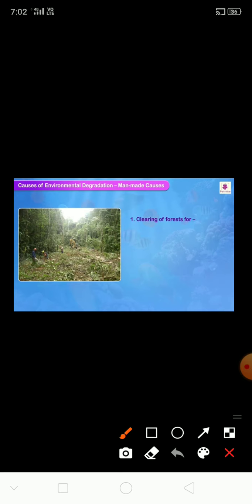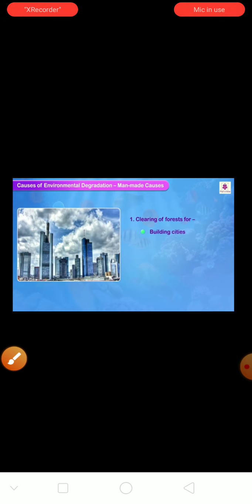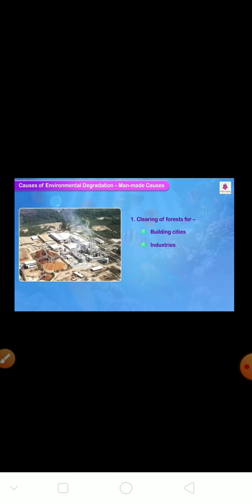See in this picture, causes of environmental degradation, man-made causes. What are the man-made causes here? It is the clearing of forest, building cities, industries, practicing agriculture, extracting natural resources. Okay, see here, it is the mining of minerals and extraction of metals for use in industries.